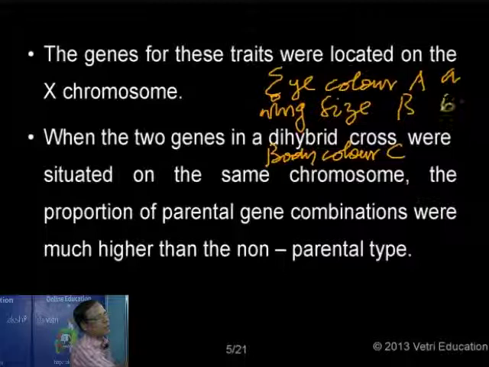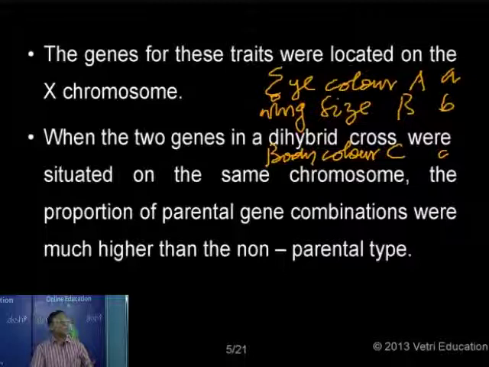So these genes are present on the X chromosome and they are all inherited together. Because of their location on the same chromosome, they are inherited together. The genes for these traits, eye color, wing size and body color, are all located on the X chromosome. So when we have these genes situated on the same chromosome, what will happen? They have the tendency to remain together, so the percentage of parental combinations is more when compared to the non-parental combinations.